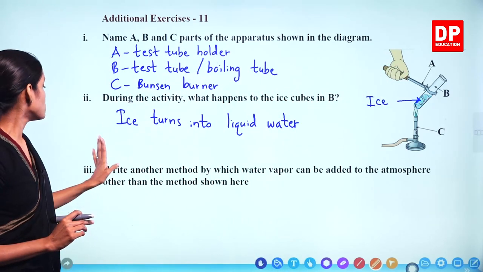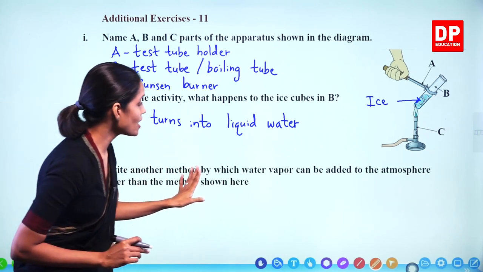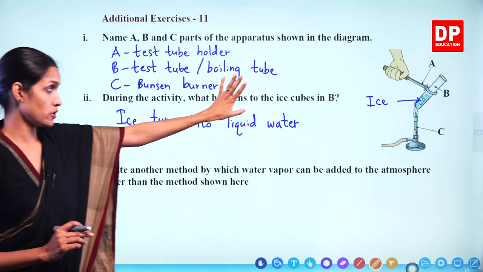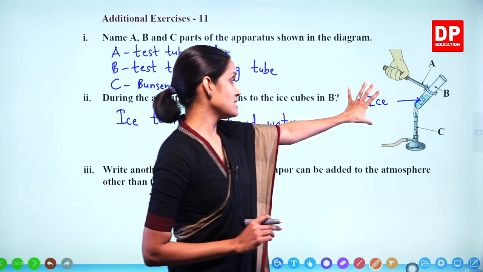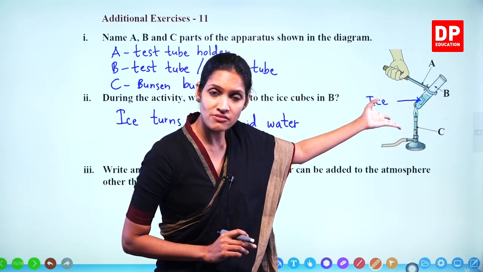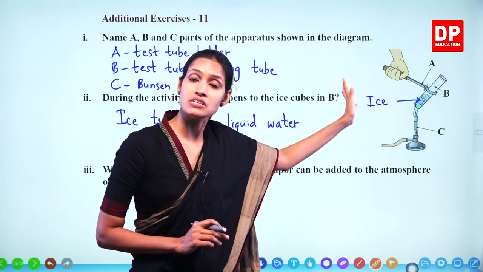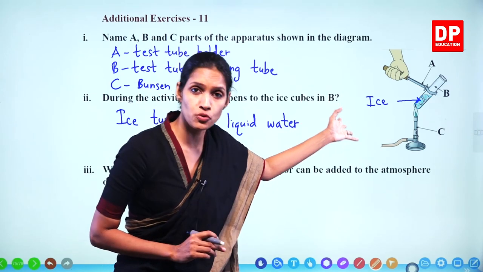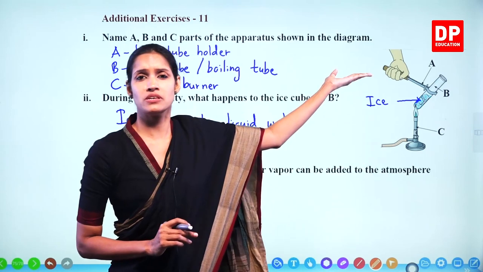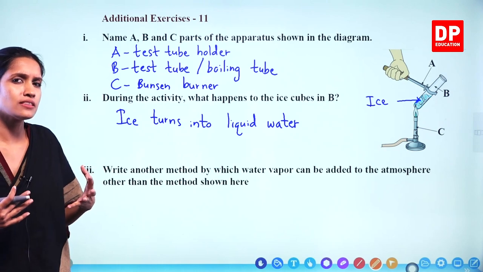Understand? So, write another method by which water vapor can be added to the atmosphere other than the method shown here. Now, I already explained. When ice turns into water, if you heat this water further, it will boil and turn into steam. Now this steam means water vapor or gaseous water. So that is one method of adding water vapor to the atmosphere. What are the other methods, children? Just think.